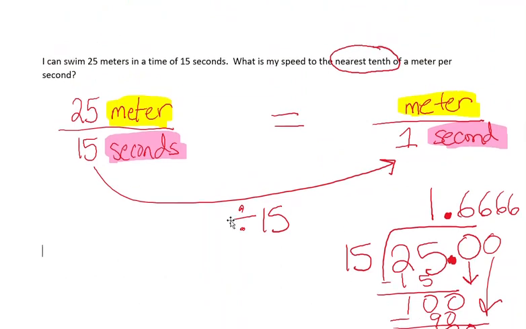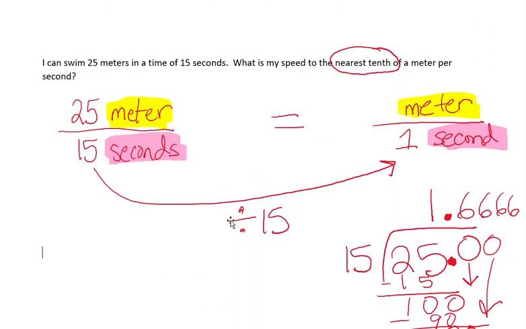So now let's go back and look. What is my speed to the nearest tenth of a meter? If I want speed to the nearest tenth, that's the first decimal place. I have to look to the right. If the number to the right is 5 or more, then I round my tenths place up. So my speed to the nearest tenth is 1.7 meters per second.